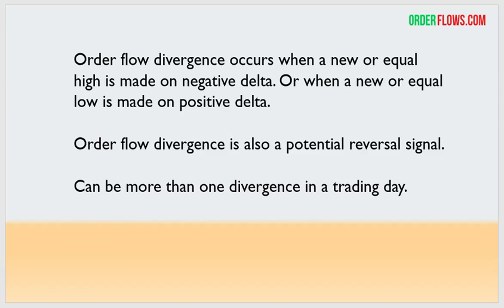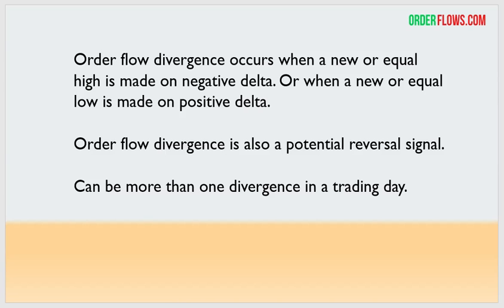the next thing is the divergence. Order flow divergence occurs when a new or equal high is made on negative delta, or when a new or equal low is made on positive delta. Order flow divergence is also a potential reversal signal. So you have a prominent point of control, which is a reversal signal, and you have order flow divergence, which is also a potential reversal signal. Now, there can be more than one divergence in a trading day. You could keep making new highs, you could keep making new lows throughout the day. So you can have more than one divergence in a trading day.